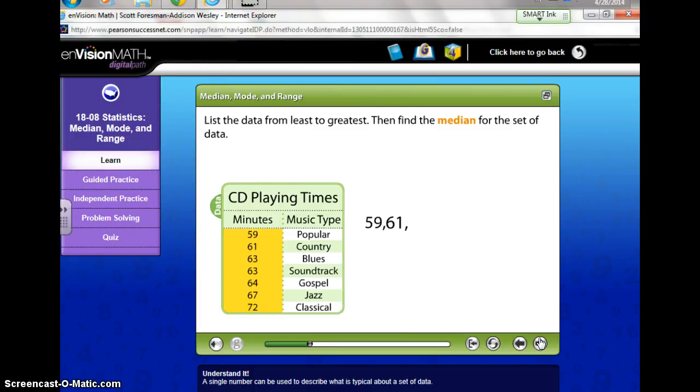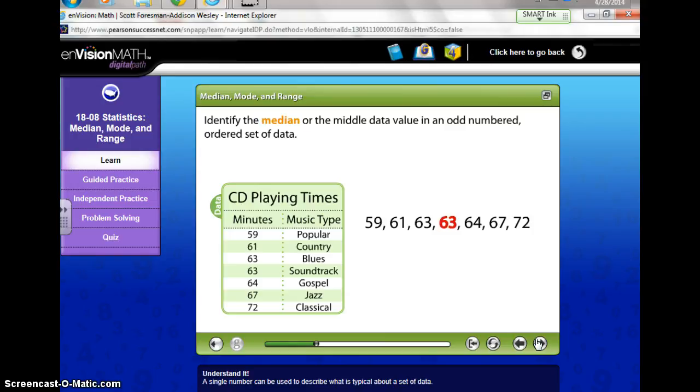Listing from greatest to least or least to greatest is a huge help, because for the other 3 tendencies, it certainly makes it easier for you to visibly see the things that you need to. So first thing you should probably always do is list those. If we wanted to identify the median, or the middle number, we would list them in order and we would gradually get to the middle number.